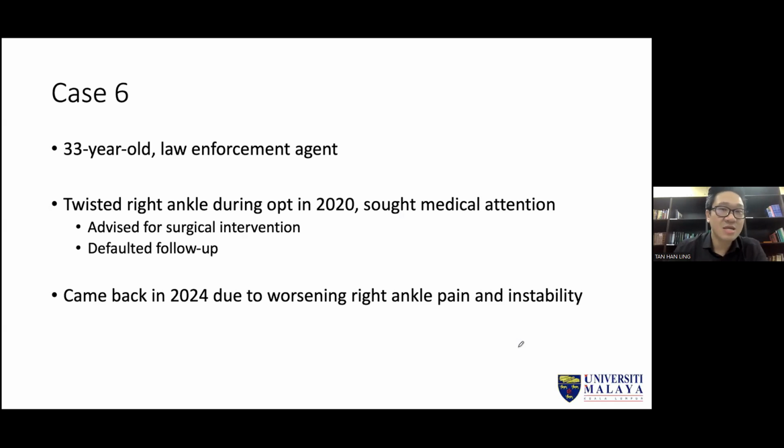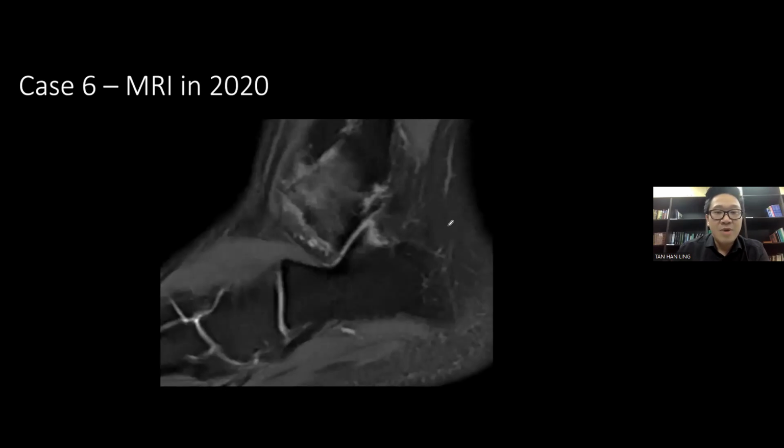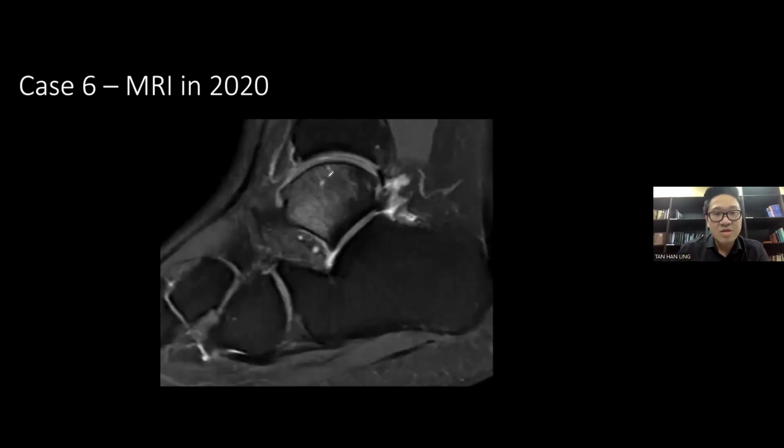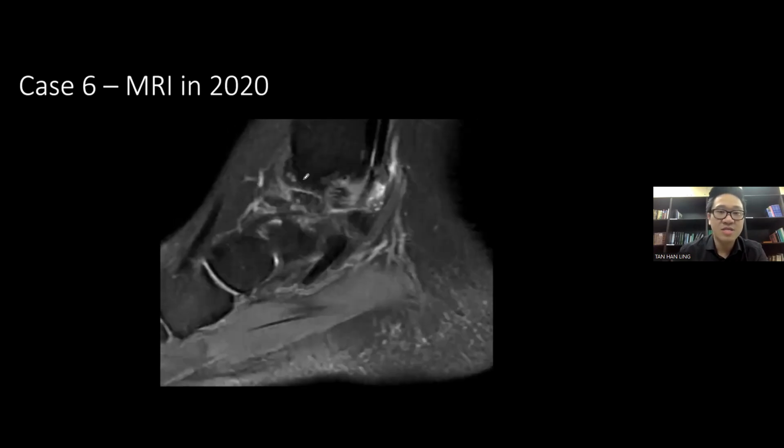This is the last case I will present. This is a 33-year-old law enforcement agent. He twisted his right ankle during a law enforcement operation in 2020, sought medical attention from us, and was advised surgical intervention. However, the patient refused and defaulted on follow-up. He came back in 2024 due to worsening right ankle pain and instability. So this is the MRI of the ankle. You can see up here there was some defect, and a little bit of defect on the other side.